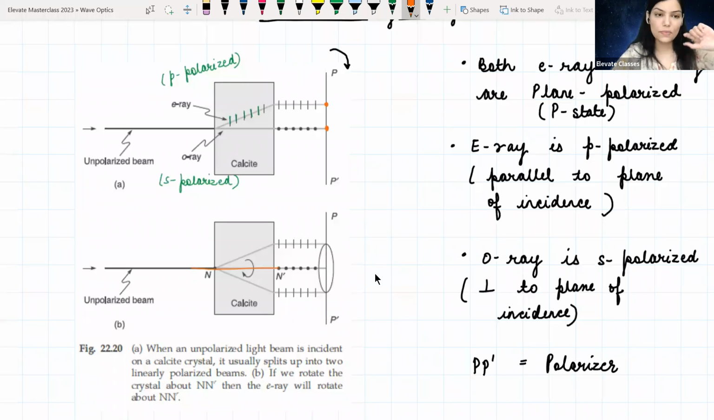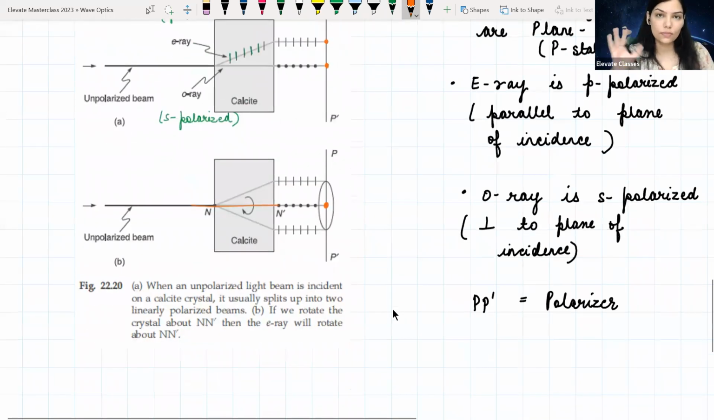What will happen is, because the O ray goes directly straight, the image which the O ray produces would always be produced here in the center of this plane. But the image produced by the extraordinary ray, the E ray, would rotate as I rotate my calcite, because it is going at an angle. As I rotate my crystal, that image will also rotate. So that is another characteristic associated with double refraction.